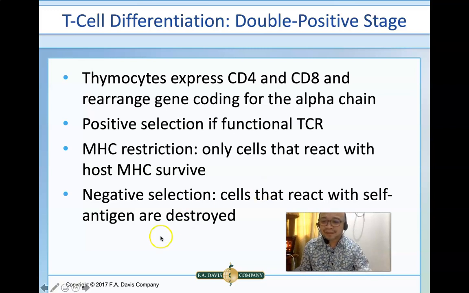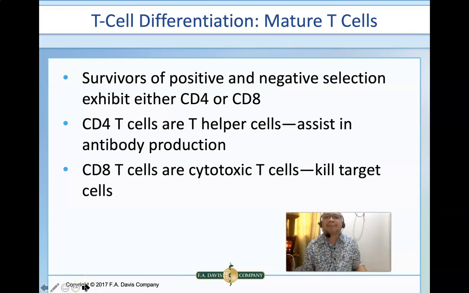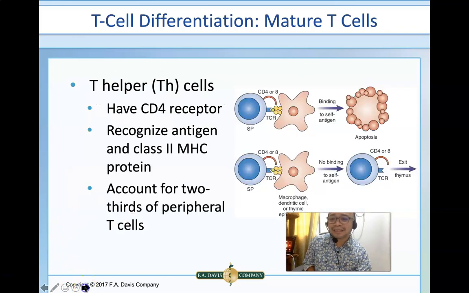Okay, so moving forward, once the T cells have become mature, meaning they survive the positive and negative selection process, they would exhibit either CD4 or CD8. I told you a while ago, CD4 are T helper cells. They assist in antibody production, and CD8 are cytotoxic T cells. They kill target cells, and you know what is the definition of our target cells.